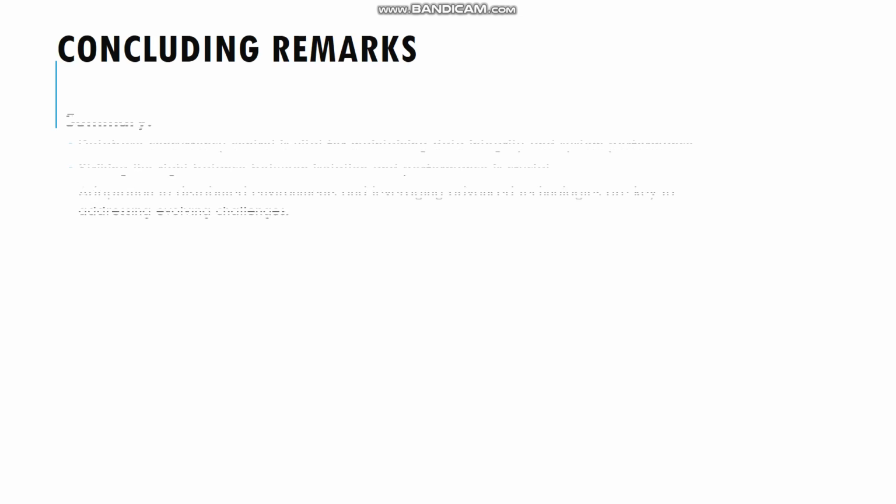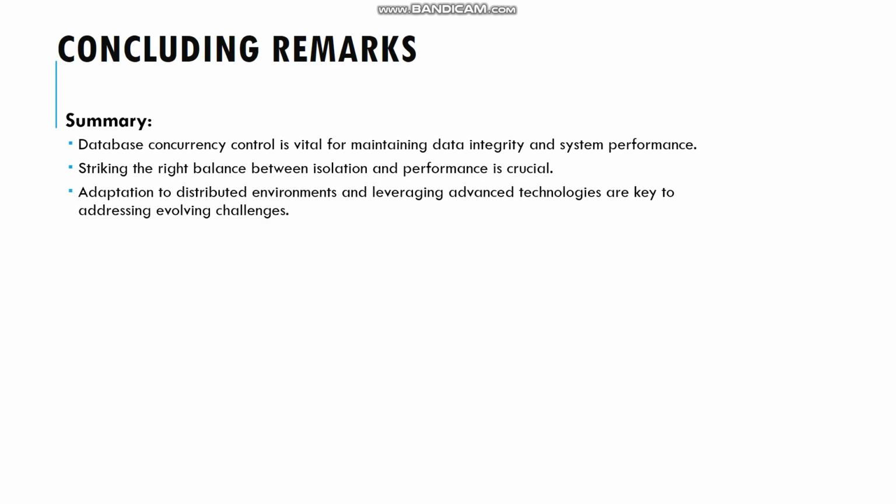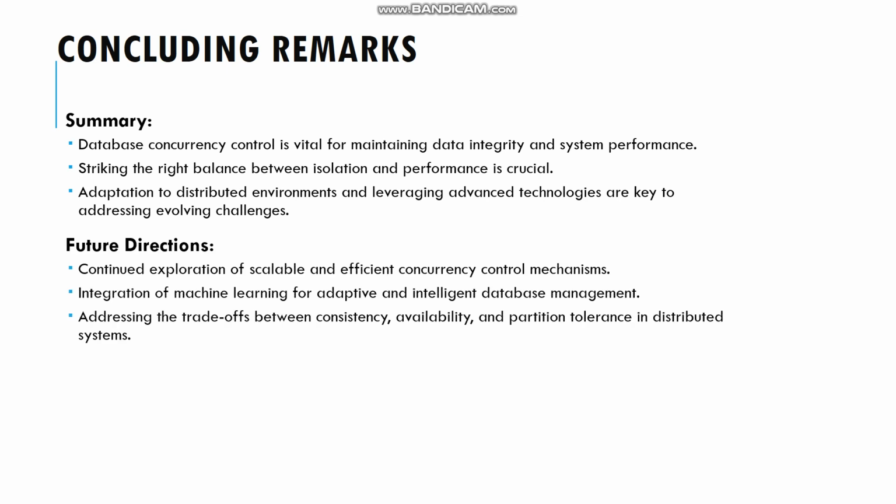So, in conclusion, database concurrency control is vital for maintaining data integrity and system performance in simultaneous transactions. It involves a delicate balance between isolation and performance, especially in distributed systems. Recent advances offer promising solutions to emerging challenges. Amazon Prime exemplifies a practical application of this concept, highlighting both the benefits and challenges of implementing effective concurrency control mechanisms.